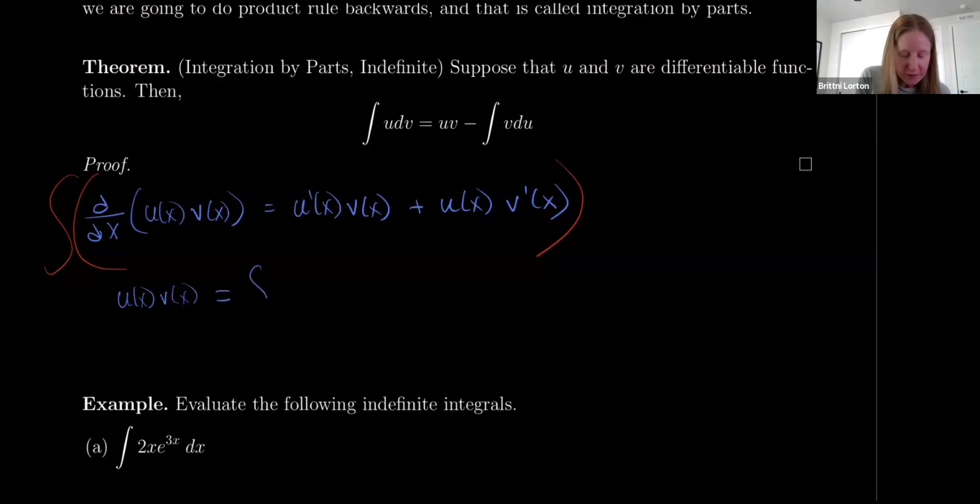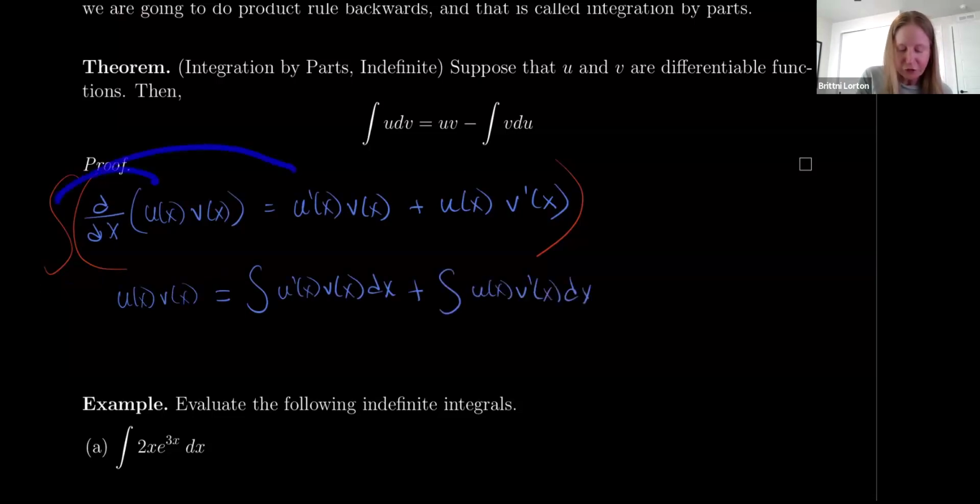And then on the right hand side, I'm just going to copy down the integral notation so we don't lose it. The integral of u prime of x times v of x dx plus the integral of u of x times v prime of x dx. Essentially, I just distributed the integral across the plus sign, which we remember from Calc 1 we're allowed to do.